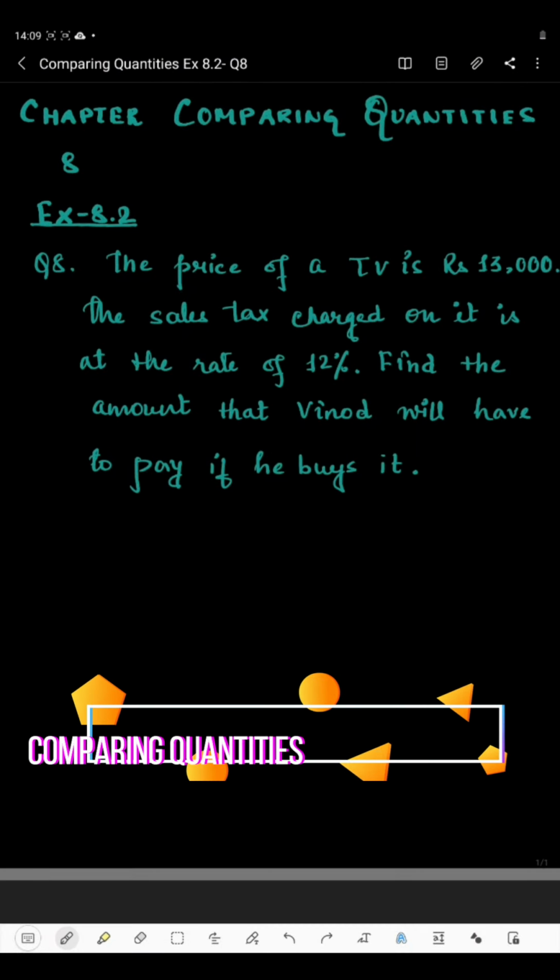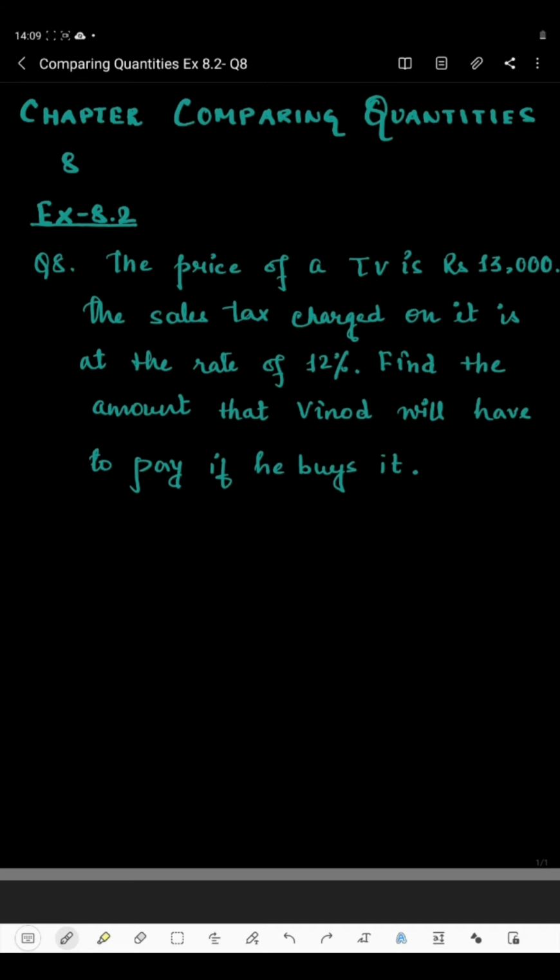So students, now I am going to start question number 8 of exercise 8.2. Question number 8 says the price of a TV is rupees 13,000. The sales tax charged on it is at the rate of 12%. Find the amount that Binod will have to pay if he buys it. Here the price of a TV is given, which is 13,000. Now the sales tax charged on it is 12%.